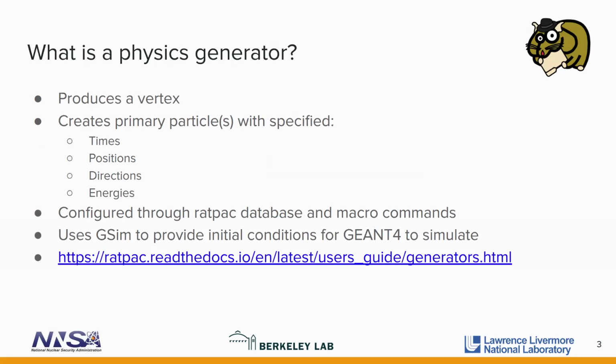So first, what is a physics generator? It produces basically a vertex, which has the primary particles in the event that have specified times, positions, directions, and energies. And it's configured using either the ratpac database or your macro commands. And then all that information gets provided to gsim to give the initial conditions for Geant4 to simulate. Here's just the link to the documentation for generators.